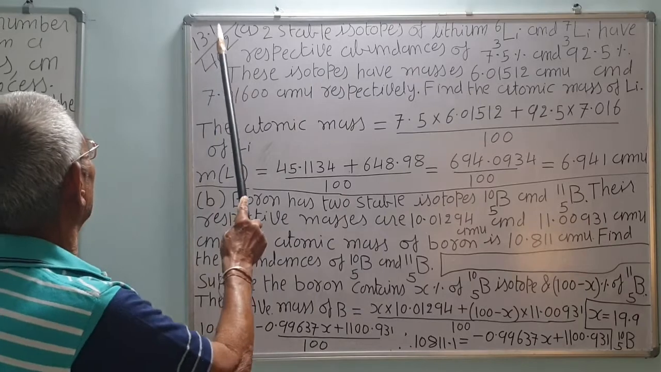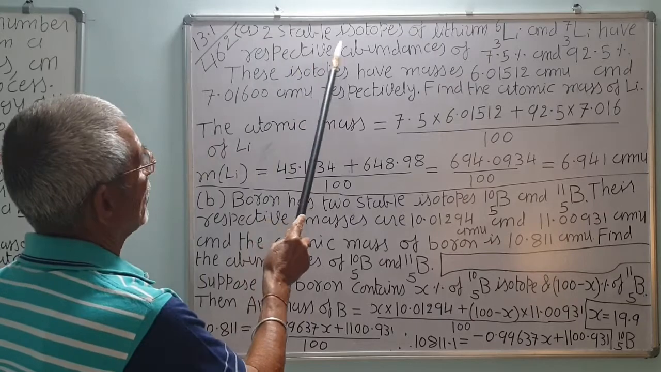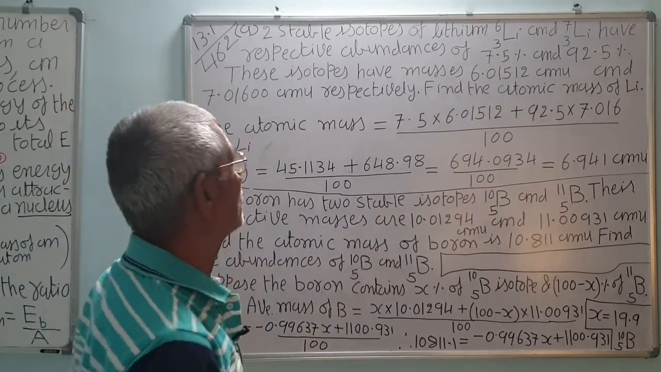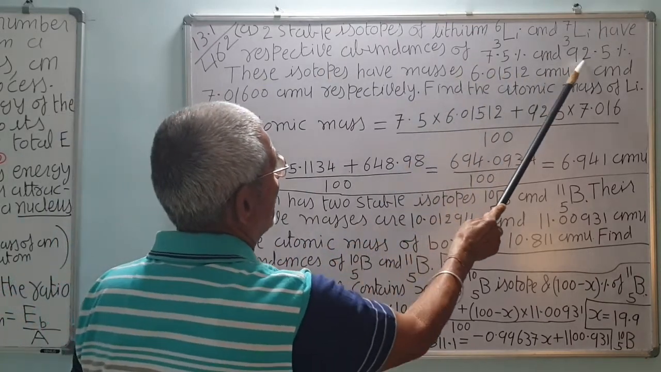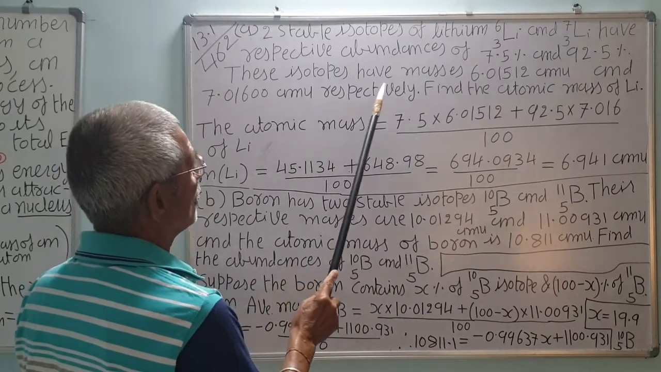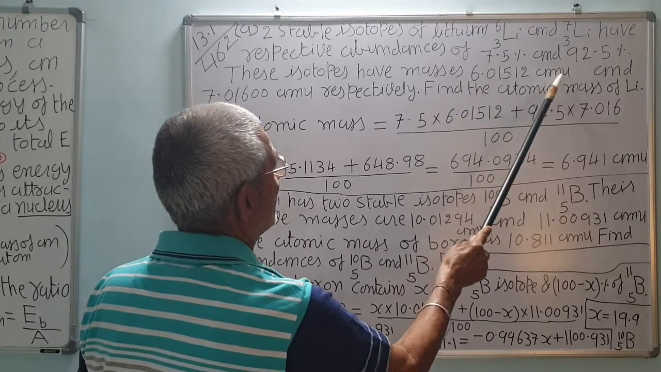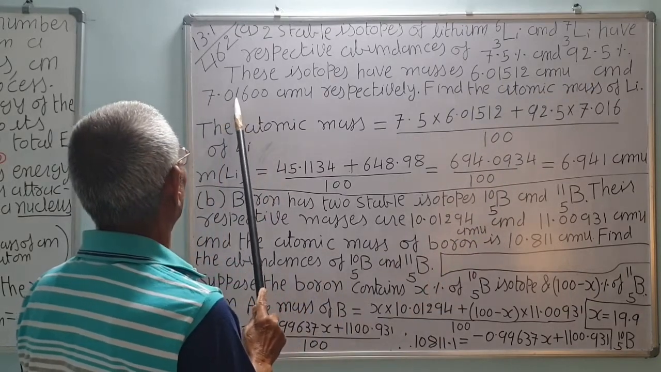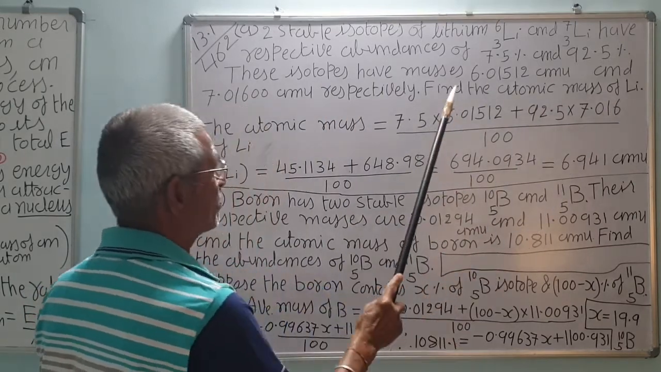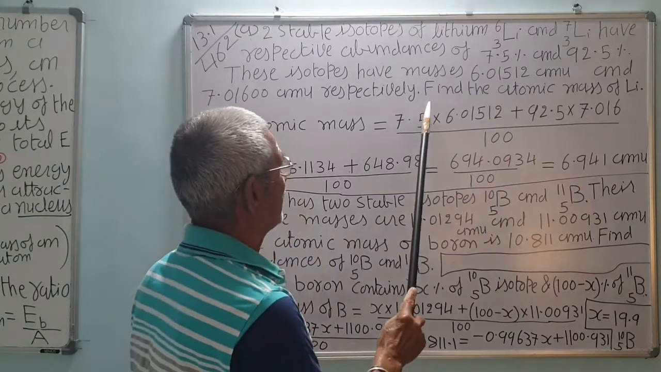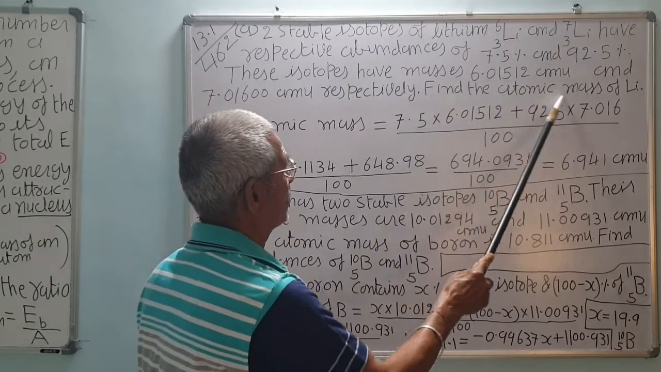Now example 13.1 on page number 462. This is the exercise example. The two stable isotopes of lithium, lithium 3,6 and lithium 3,7, have respectively abundance of 7.5% and 92.5%. These isotopes have masses 6.01512 atomic mass unit and 7.01600 atomic mass unit respectively. Find the atomic mass of lithium. Atomic mass of lithium, that is the average mass. In some books it is given as atomic weight also, but atomic mass should be used.